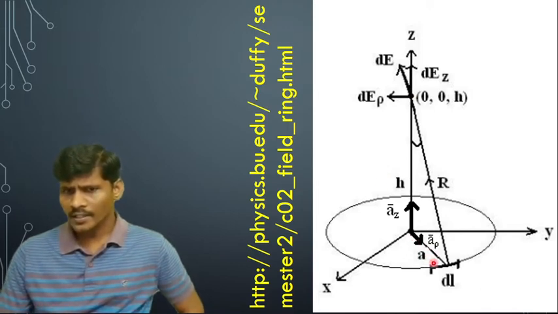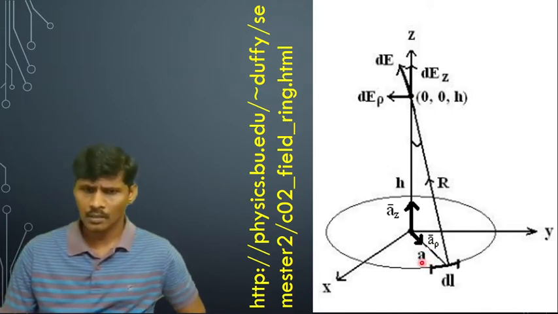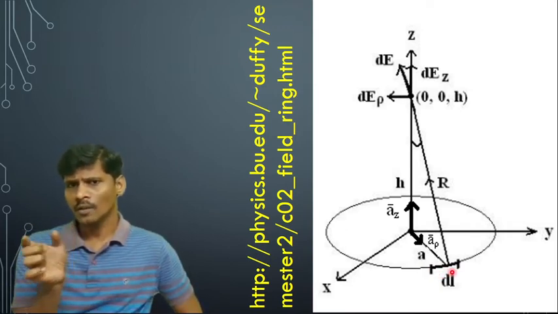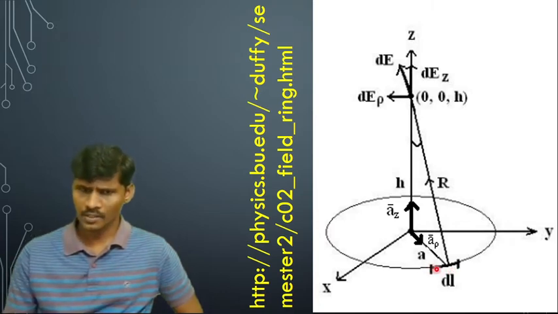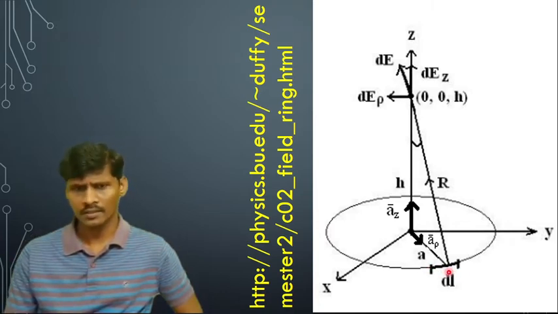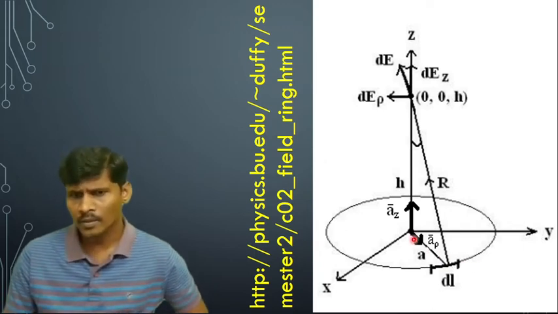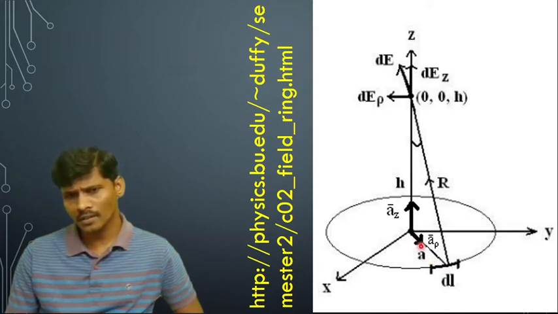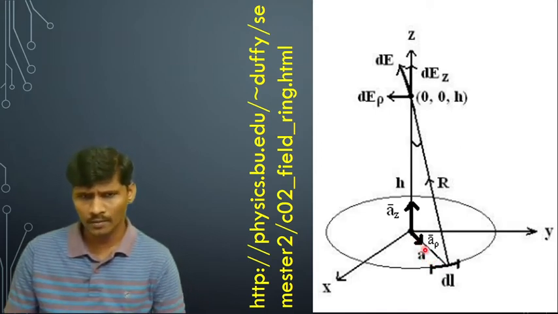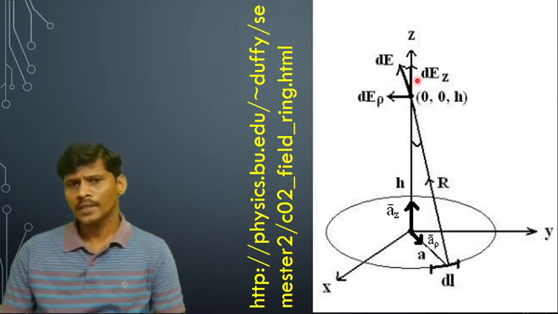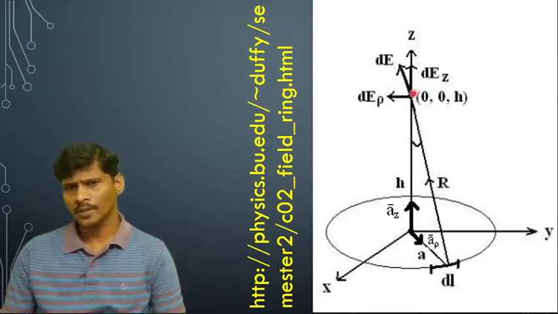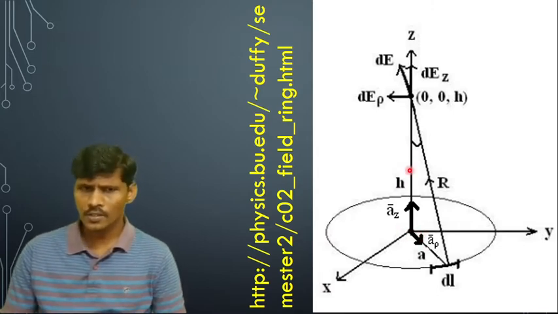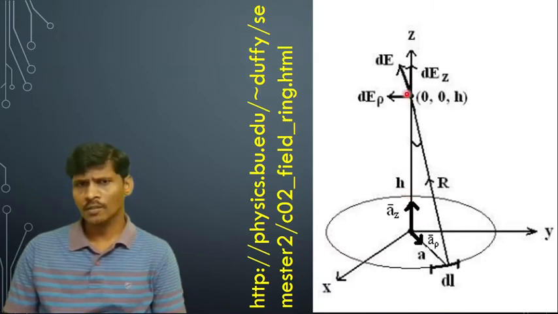The circular ring radius is a meters or R meters, and consider a small elementary length or differential length on this charged circular ring, that is dl. Draw the vector line from the origin to the elementary length, and the radius of the circular ring is a. Along this direction the unit vector is a rho bar. And calculate the field at point P on the z axis, which is perpendicular to the circular ring from the origin. So the distance is h meters, and this point is on the z axis.